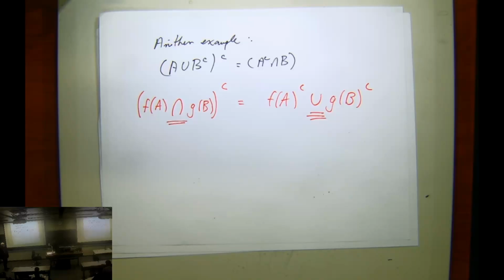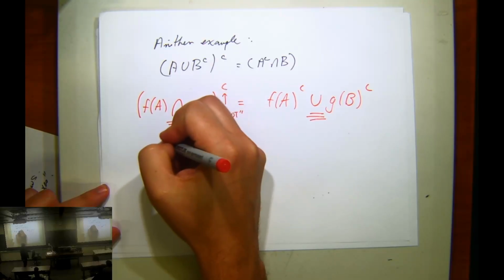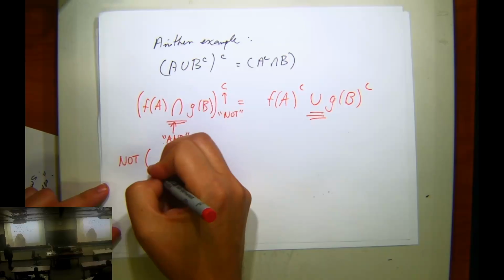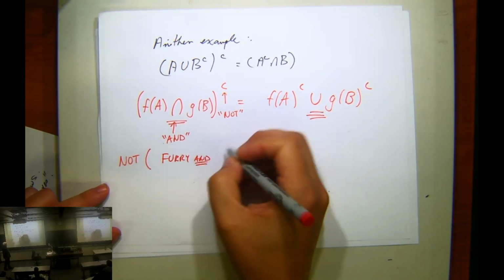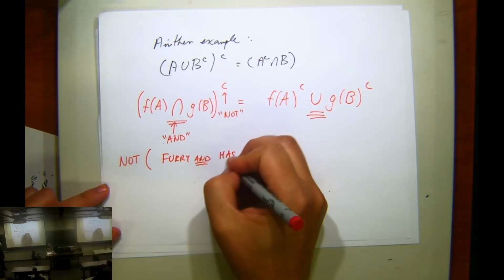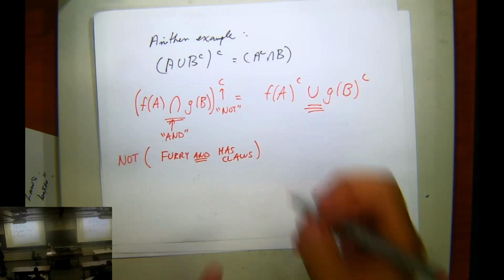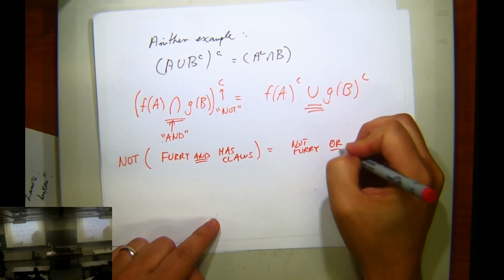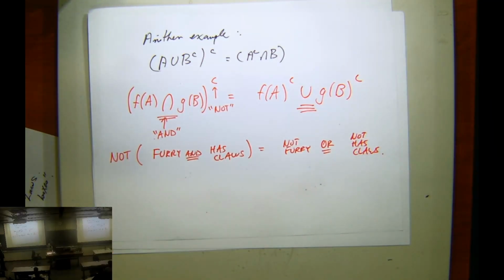By the way, I like to think of complement as "not." As a sentence, you could say, what happens if you are attacked by an animal that is not, I don't know, furry and has claws? Was it furry and had claws? No, not furry and has claws. Well, that's the same as it was not furry or not has claws.